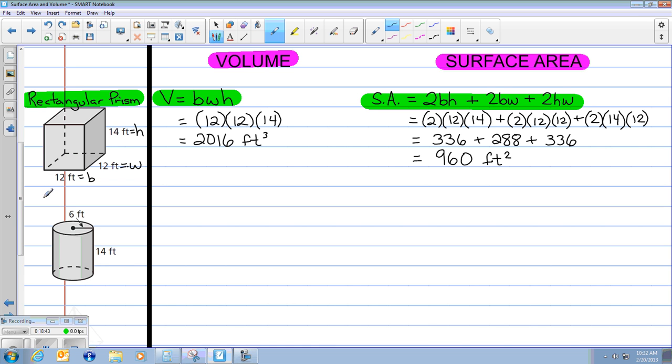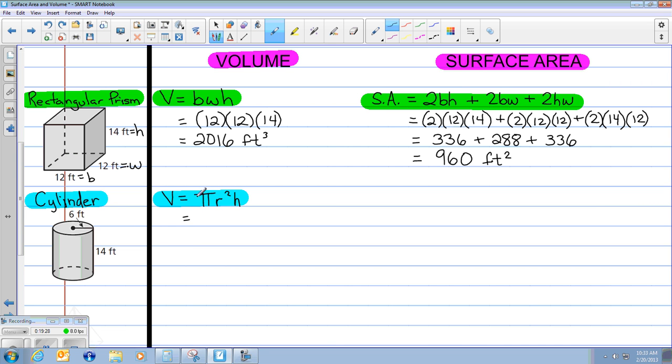Okay, so let's label this. This is a cylinder. And the formula for the volume of a cylinder, looking at our reference sheet, is pi r squared h. Pi r squared h. And I'm going to highlight that and highlight the word cylinder.